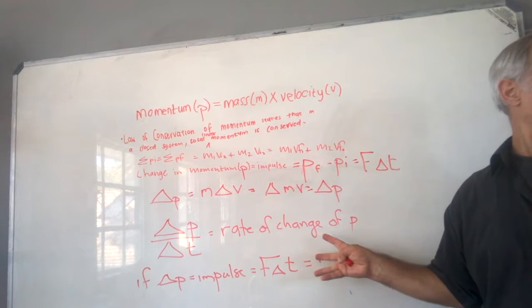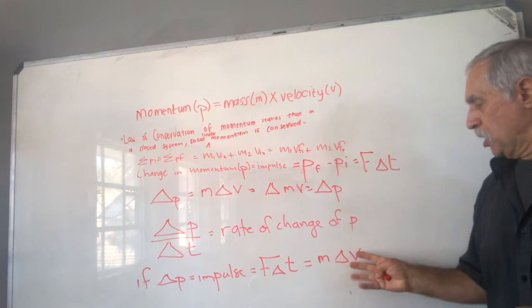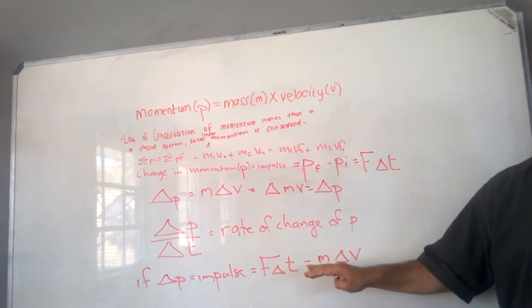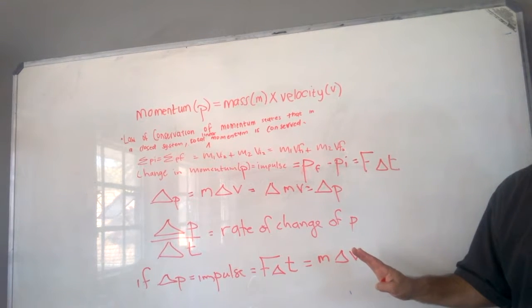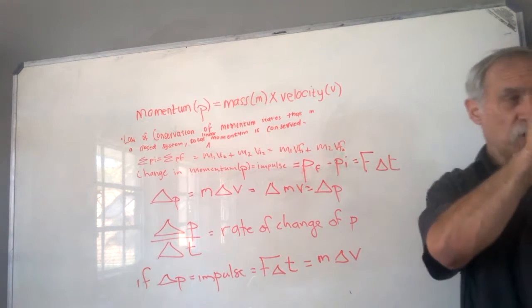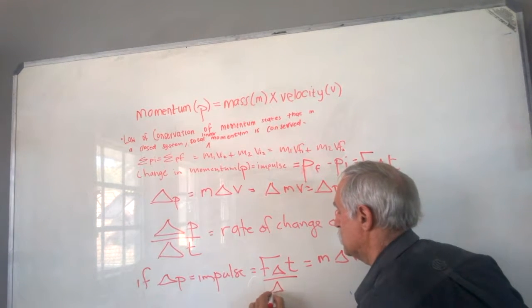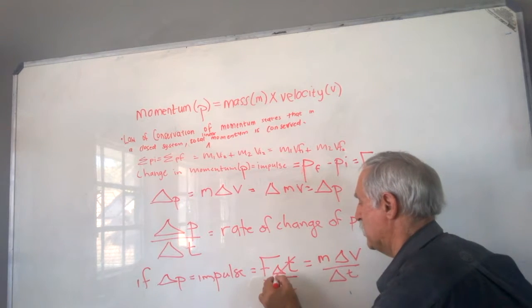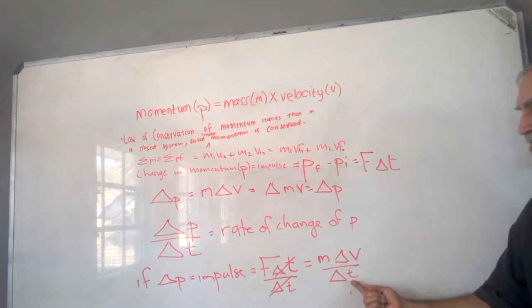All of those are change of momentum. Is that a change of momentum? Force times change of time? Mass times change of velocity is a change of momentum? Yes. All happy about that? So why don't we do this? Let's divide both sides by delta T. That cancels out. And what do I have? Mass times change of velocity over change of time.